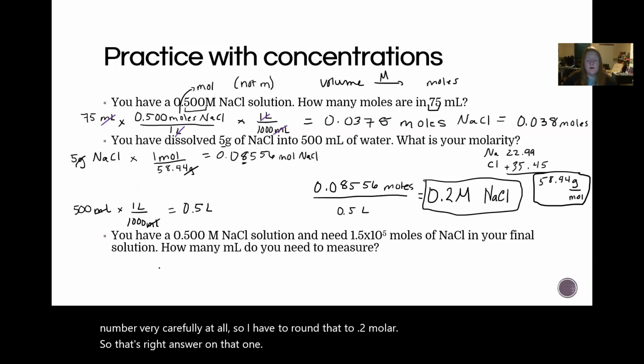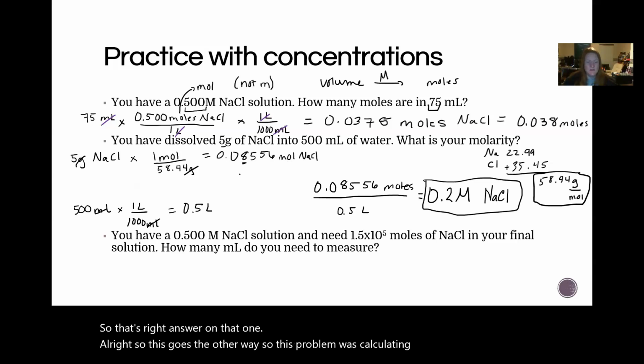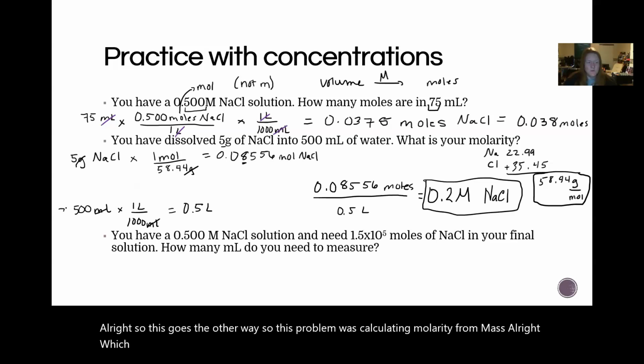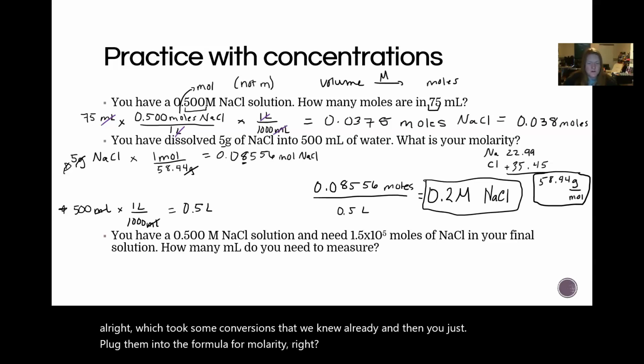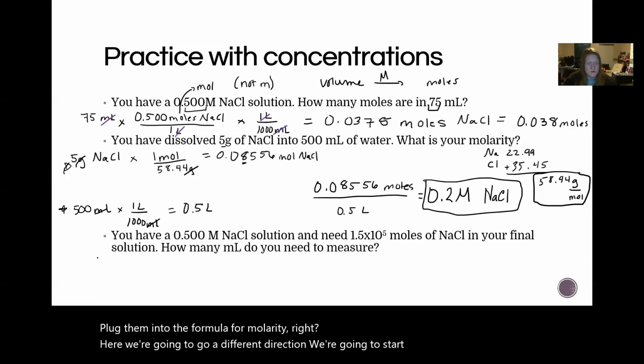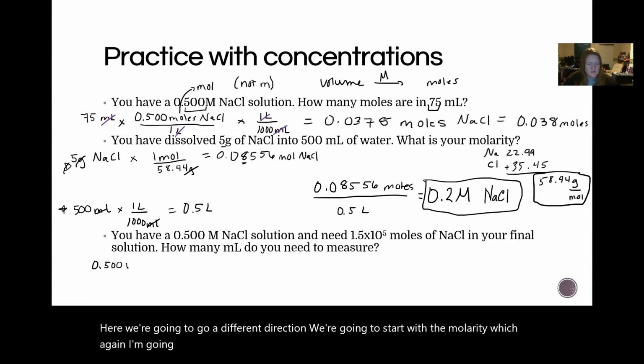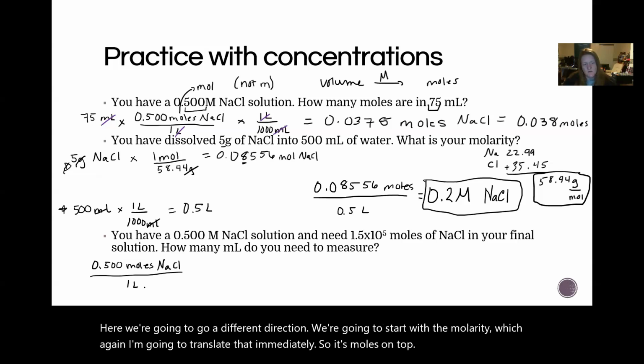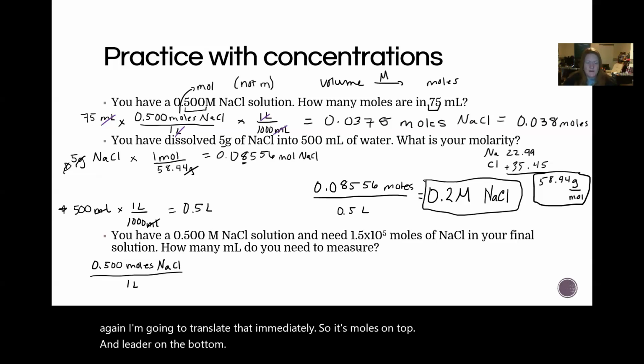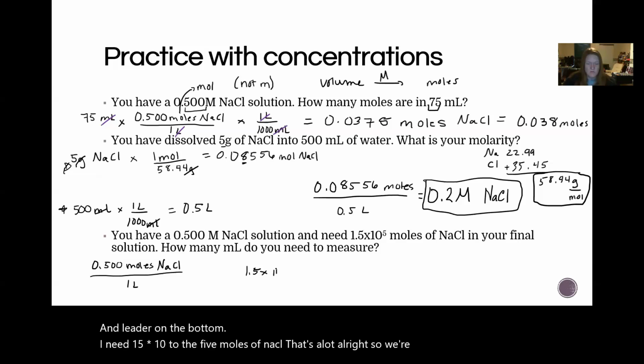All right, so this goes the other way. So this problem was calculating the molarity from mass, which took some conversions that we knew already, and then you just plug them into the formula for molarity, right? Here we're going to go a different direction. We're going to start with a molarity, which again, I'm going to translate immediately. So it's moles on top and liter on the bottom. I need 1.5 times 10 to the 5 moles of NaCl. That's a lot.